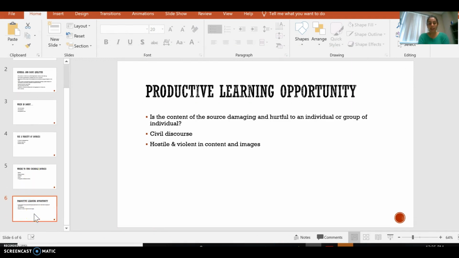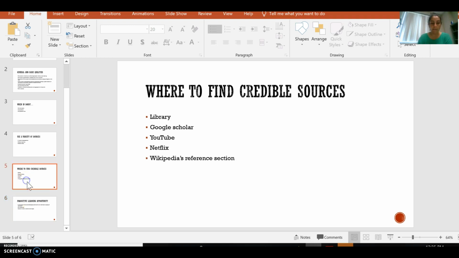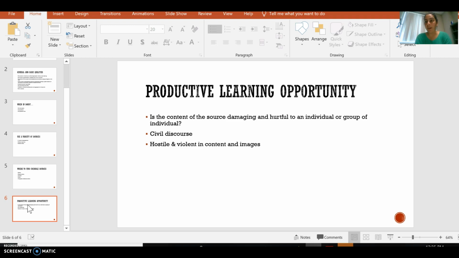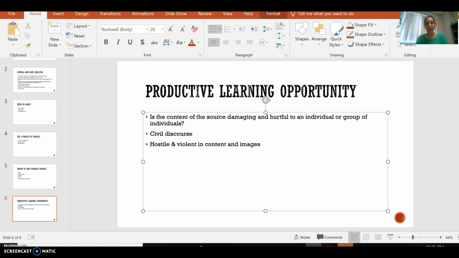Some other things that you want to ask yourself is, is this article that I'm reading and wanting to reference in my paper a productive learning opportunity? Is the content of the source damaging and hurtful to an individual or group of individuals? And if it is, don't use it. It's most likely personal opinion, personal bias. It's good for entertainment and maybe dinner table conversations with your family, but not a college academic paper. We have to have sources that reflect civil discourse about these topics and that are not hostile or violent in content and images. Those sources are good to go.